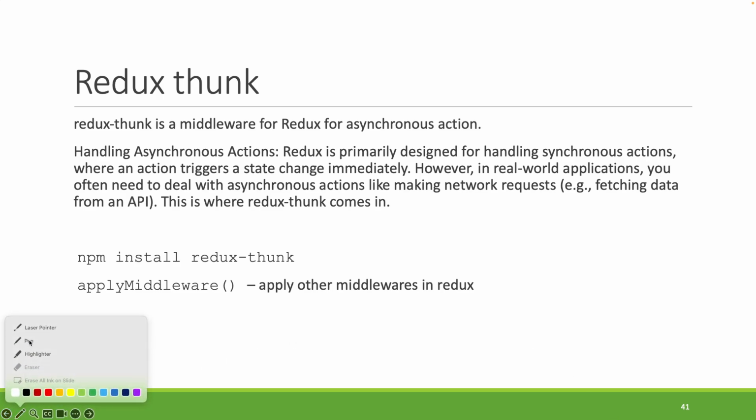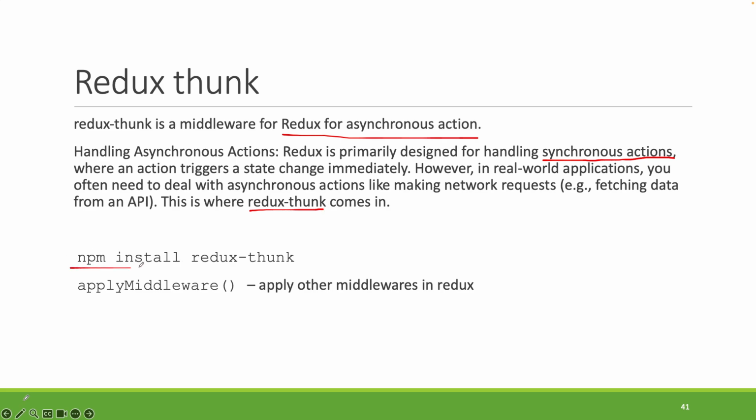What is Redux Thunk? It's a middleware for Redux for asynchronous actions. It can handle asynchronous actions. Redux is primarily designed for handling synchronous actions, plain objects, where an action triggers a state change immediately. However, in real-world applications, you often need to deal with asynchronous actions like network requests, fetching data from an API. That is where Redux Thunk comes in.